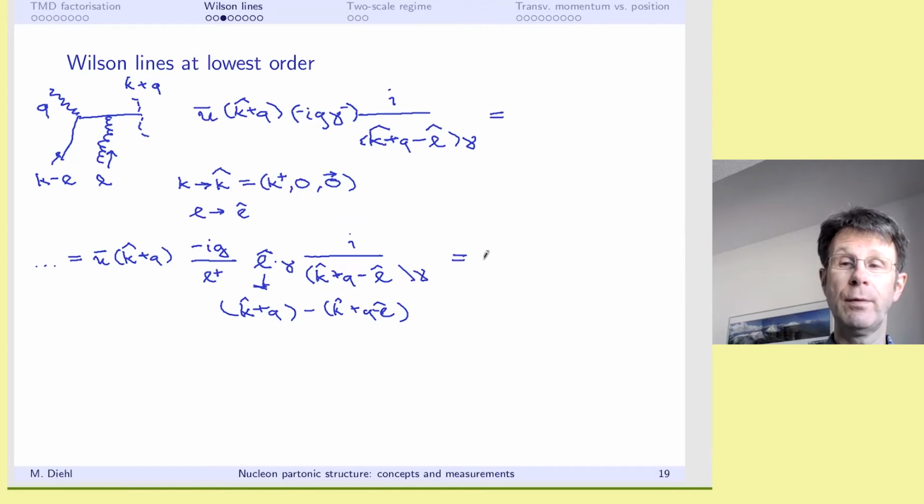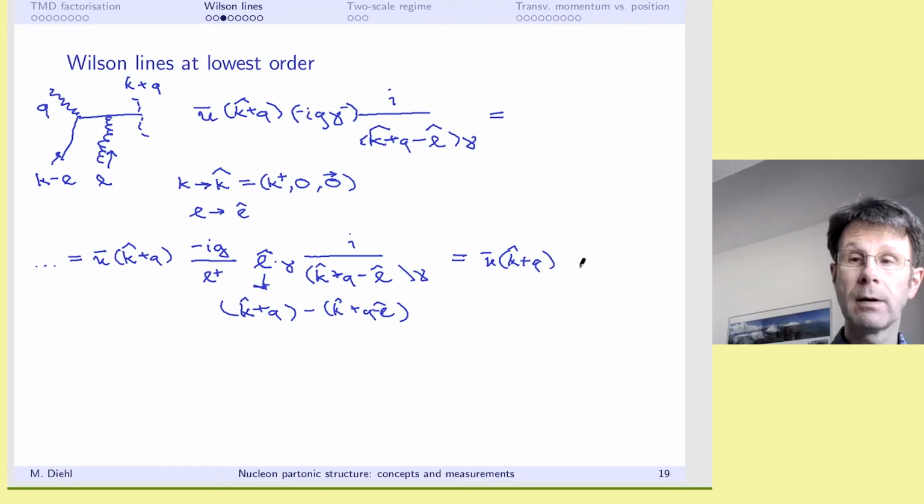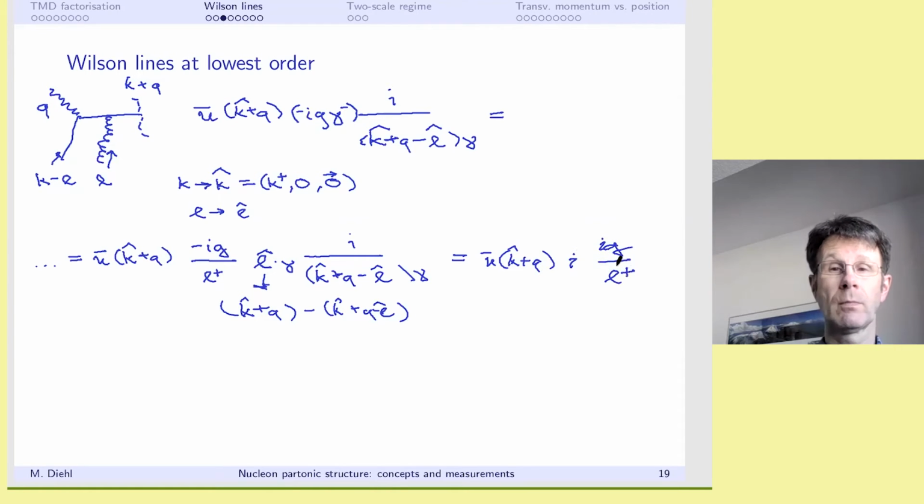And what I'm left with is the outgoing spinor and, oops, there's a factor of i and a factor of ig over L plus. So this is obviously much simpler than what I started with.